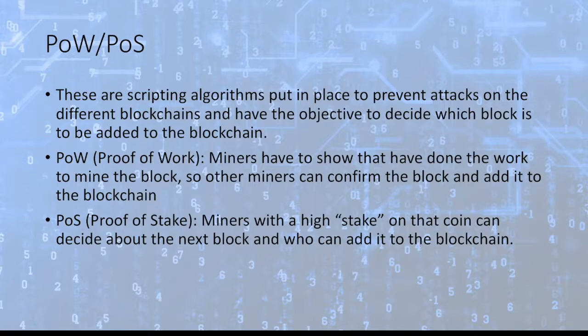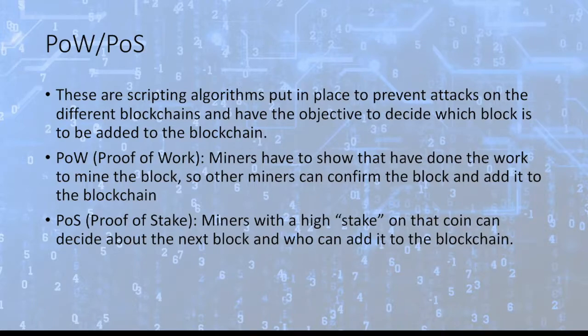So someone did the work and all miners verify if that work has been done, and then it gets added to the blockchain. Proof of stake, on the other hand, miners with a high stake on that coin can decide about the next block and who can add it to the blockchain. So right now Ethereum and Bitcoin use proof of work, but Ethereum is thinking about moving into proof of stake, because proof of stake is pretty much, if someone owns a lot of Ethereum, let's say 10% of Ethereum is owned by one person or one miner, that miner gets to decide who can add the next block to the blockchain and verify that block.